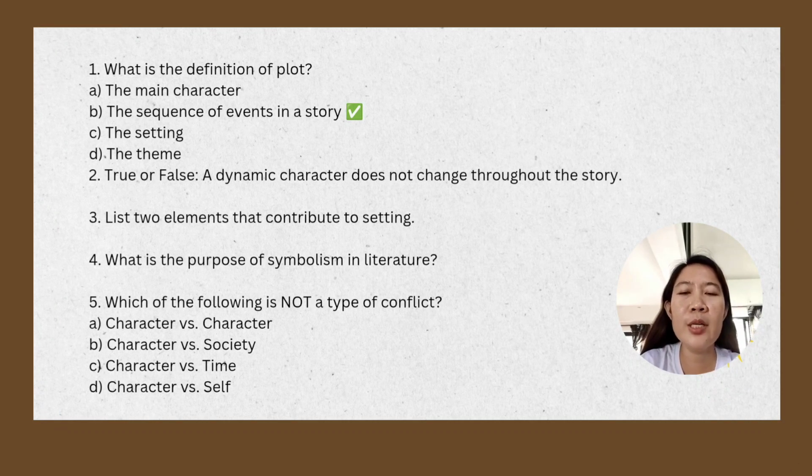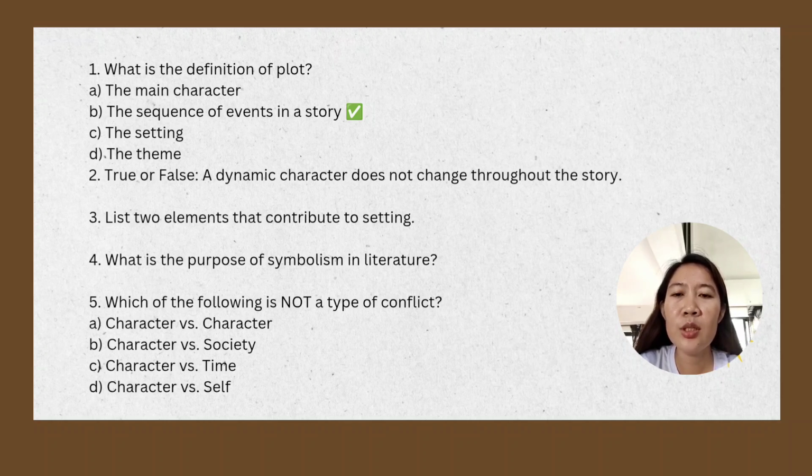For the first question, who wants to answer? Number 1 question is, what is the definition of a plot? Letter A, the main character. Letter B, the sequence of events in a story. Letter C, the setting. Letter D, the theme. Yes, it is letter B. The plot is the sequence of events in the story.